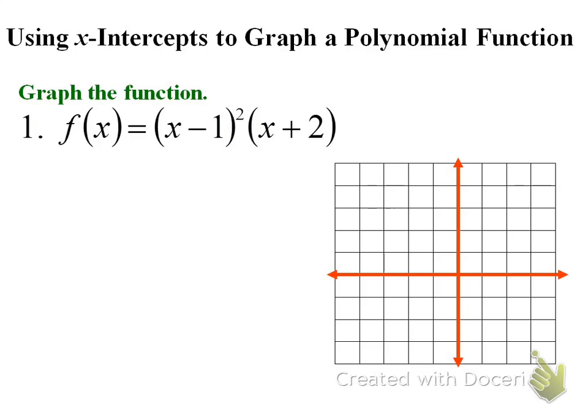Okay, so the first thing we want to look at are the x-intercepts. You find x-intercepts by setting them each equal to 0. So what x-intercept would you get from this factor? 1. What x-intercept would you get from this factor? -2. Good.